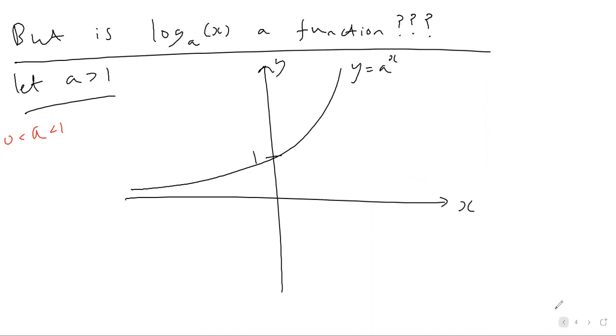So we know that these logs are inverse operations of the exponential functions. So we can use our mirror line there, the y equals x line. Remember from my inverse function video that these inverse functions are reflections over the line y equals x. So we can reflect this graph over to get a graph like this, where you've got an x-intercept of 1.